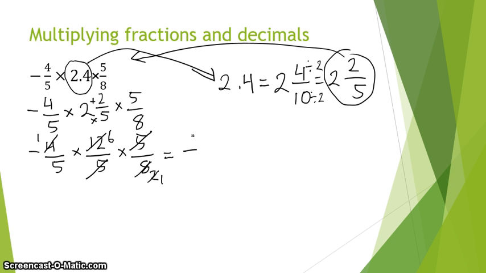1 times 6 times 1 is 6. And 5 times 1 is 5. Because we got rid of everything else pretty much. Now all I have is an improper fraction. I need to reduce it.